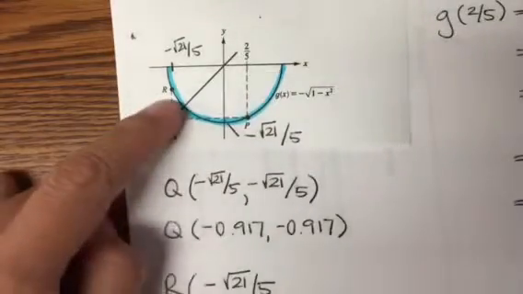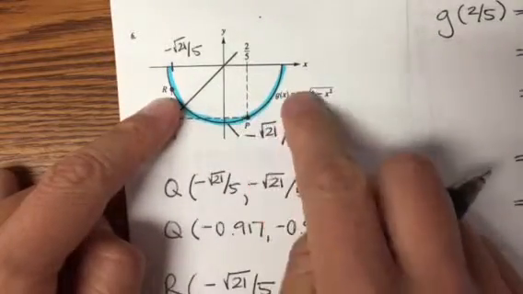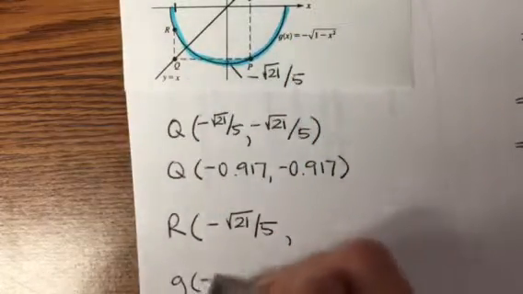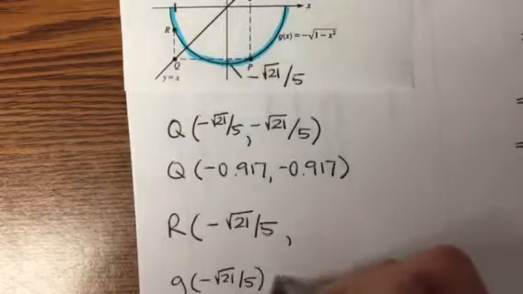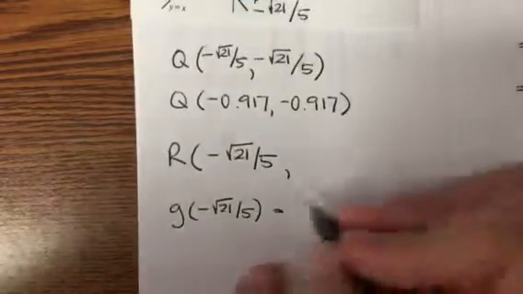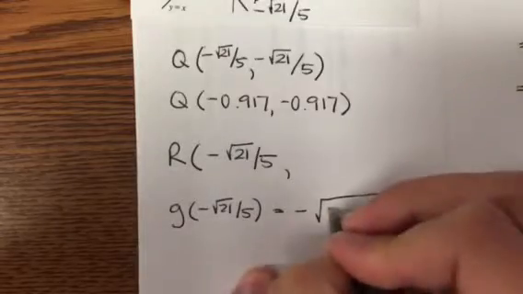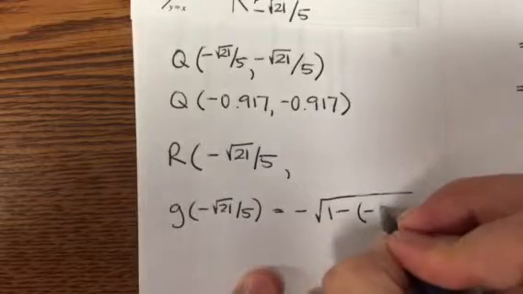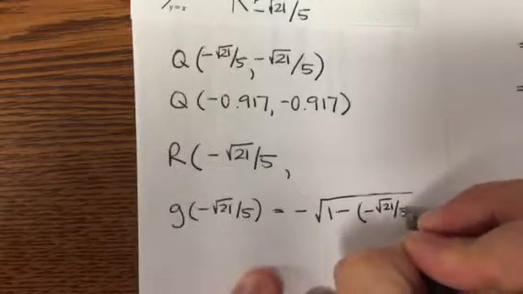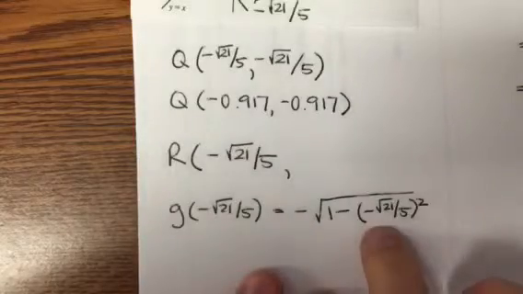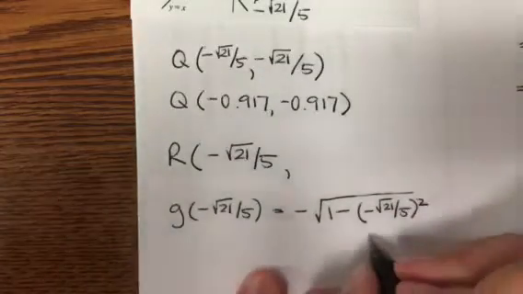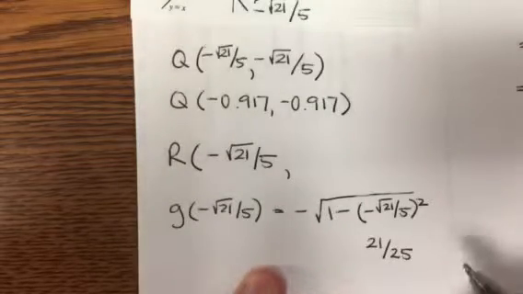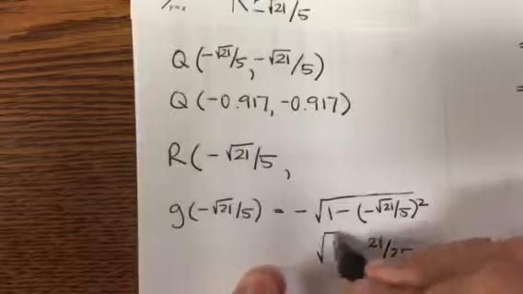So what I do for R is the same thing that I originally did for P. I'm plugging it into this equation. So I'm going to plug that in, g of negative square root of 21 over 5, which means negative square root of 1 minus, and be careful here because you want to make sure that you include this negative in, because when you square it, it's going to become positive. So this is actually going to become 21 over 25. And it's 1 minus that.